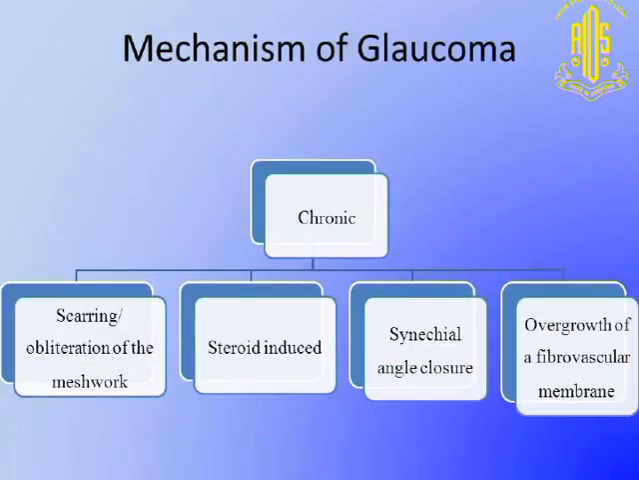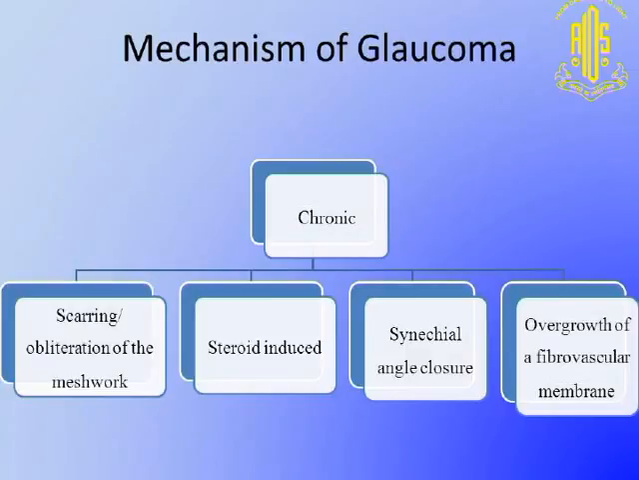And then you can have a chronic presentation, which again is usually because of some structural alteration at the angle due to synechial angle closure, or there could be a fibrovascular component like you get in neovascular disease, or scarring, obliteration of the meshwork. But sometimes, and quite often actually, it is also steroid-induced, because steroids are the mainstay of treatment for uveitis.